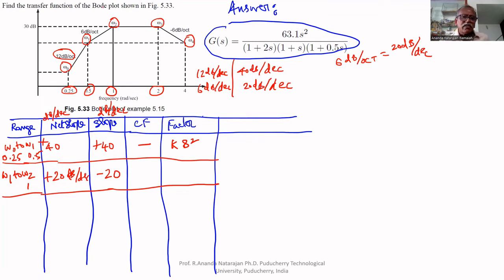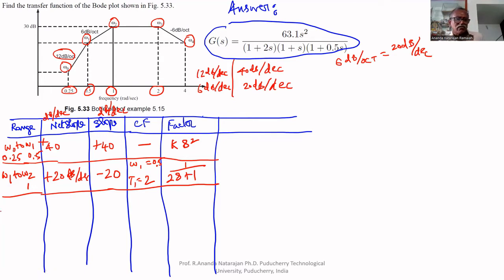What is the corner frequency? The corner frequency is omega 1, equal to 0.5. Therefore, T1 equals 1 by 0.5, equal to 2. The factor is negative, therefore 1 by 2s plus 1.